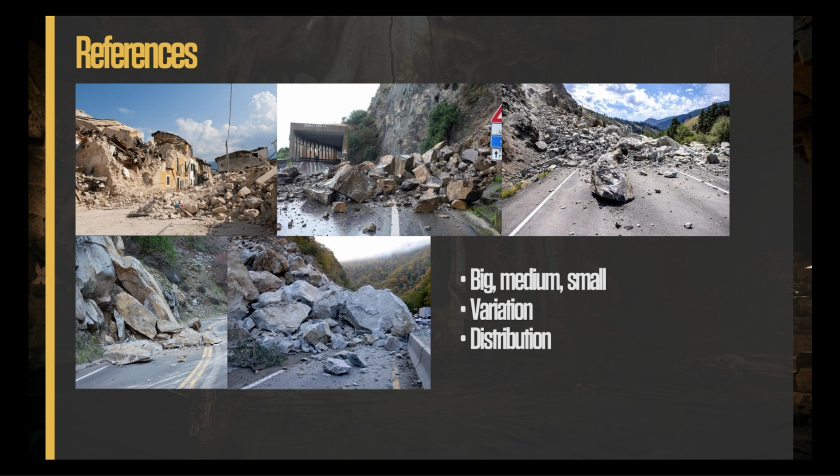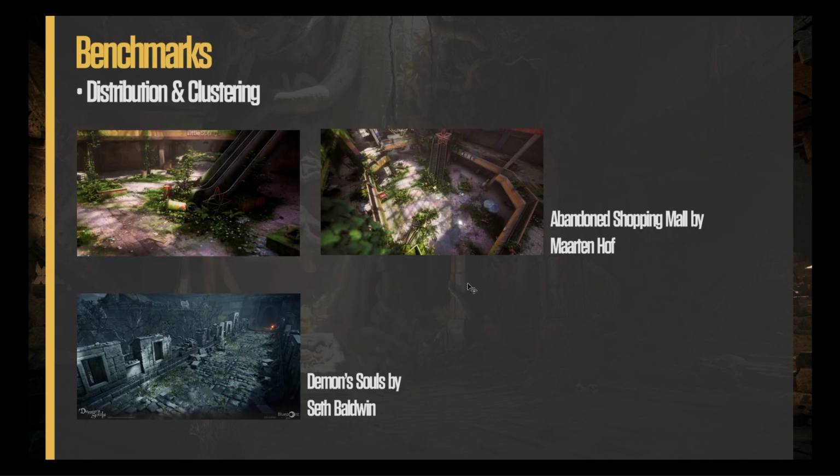We move on to the next. These two go over what distribution and clustering are, as well as an example that dwells on foliage. This is important because, as you can see, this is artwork by Martin Hoff, the abandoned shopping mall, and one of the things that he did quite well is the clustering, in the sense that all the foliage is concentrated or appears in small islands, which really helps when you are doing these kinds of things, be it foliage or destruction.